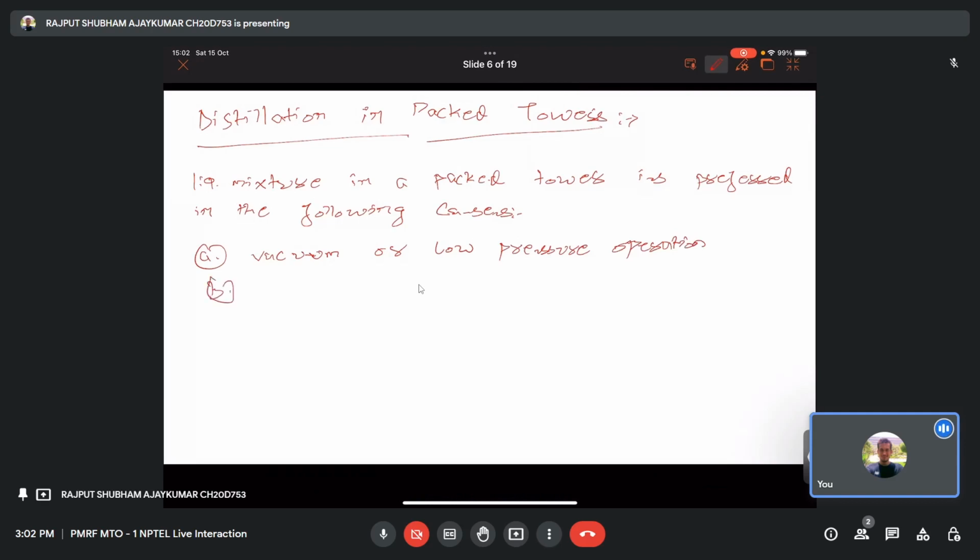The second one is low capacity or feed rate. Third is a small allowable pressure drop. And fourth is corrosive service.